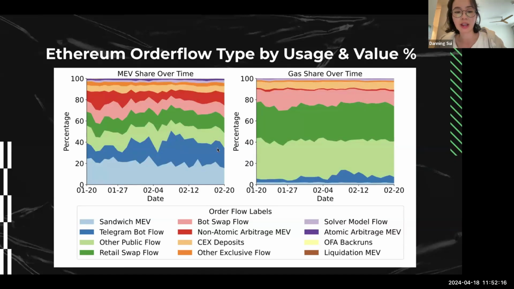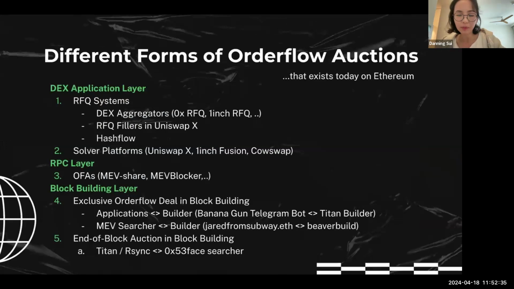The other is Telegram bot flow, which is a very novel type of front end where degen traders who are trading meme coins like Dogecoin or Pepe coin use Telegram bots, which are very specialized in helping to snipe the token launch of a long tail token, etc.